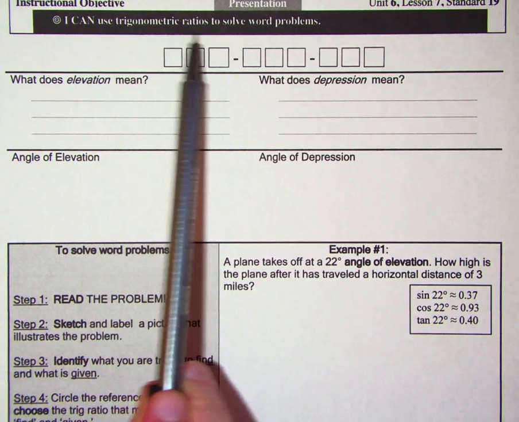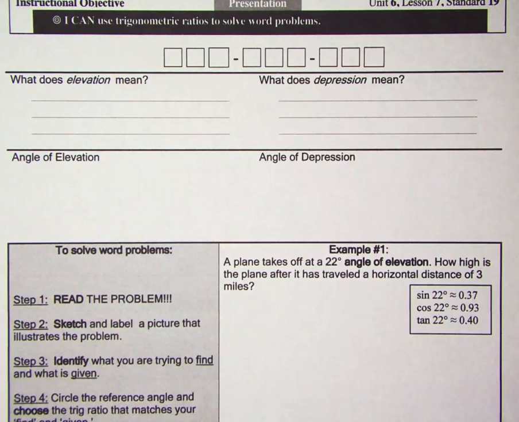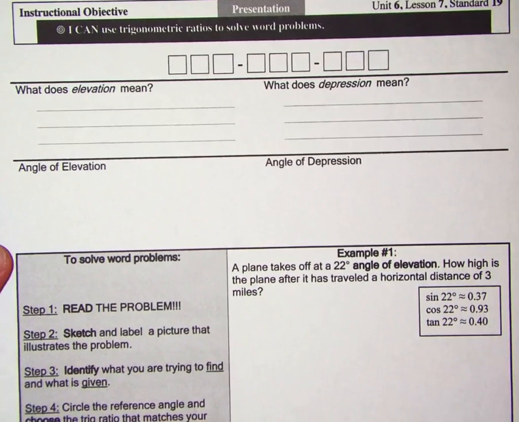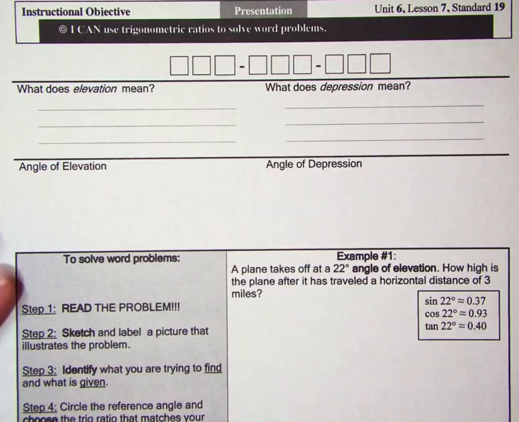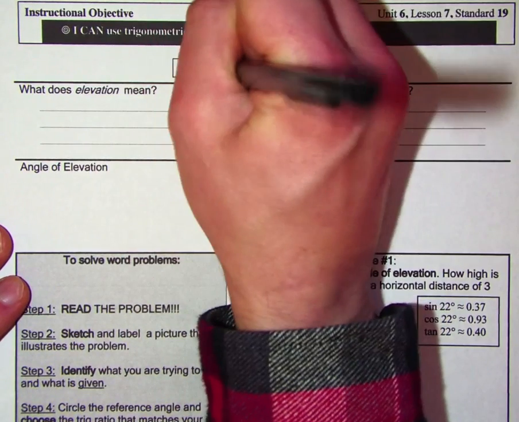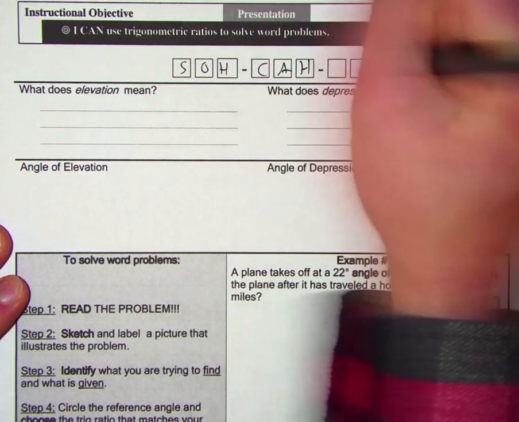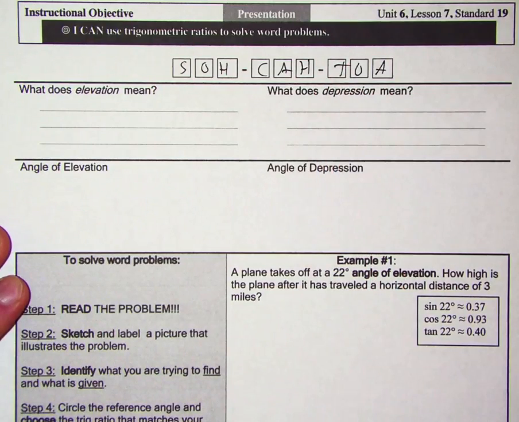I can use trigonometric ratios to solve word problems. So today we're going to take it to the last level. Let's go ahead and start with what we always like to, which is with SOHCAHTOA at the top of our page.